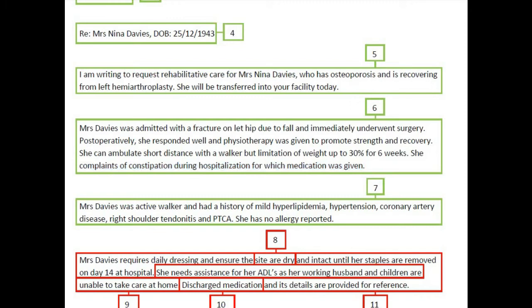Moving to the third paragraph: "Mrs. Davies was active walker and had a history of mild hyperlipidemia, hypertension, coronary artery disease, right shoulder tendonitis and PTCA. She has no allergy reported." This is all about her medical history, and the writer has framed it pretty well.